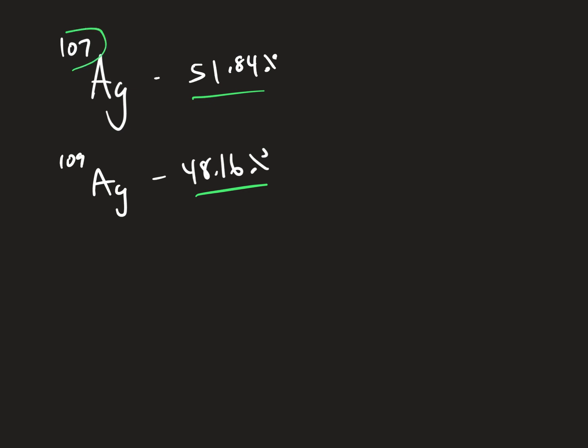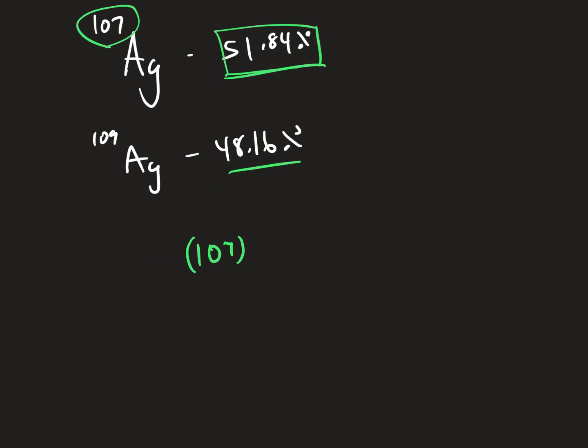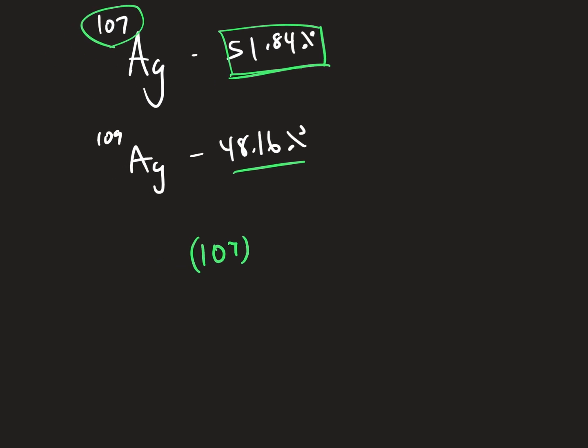So this isotope has a mass of 107, so we're just going to multiply 107 by the relative abundance, or just the percentage written as a decimal. So to do that, we divide by 100, right? Because percent means per 100, yeah? So it's going to be 51.84 divided by 100, or move the decimal place 2 places to the left. It's going to be 0.5184. And this relative abundance is 0.4816. Okay so far?